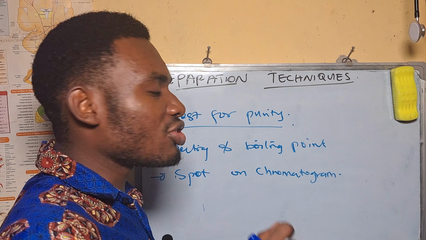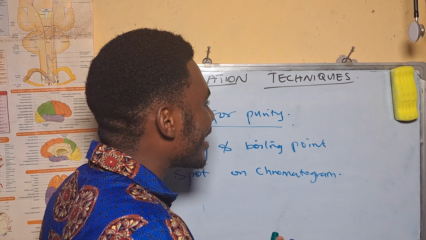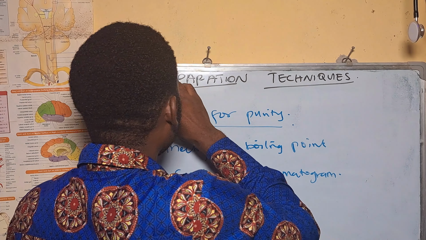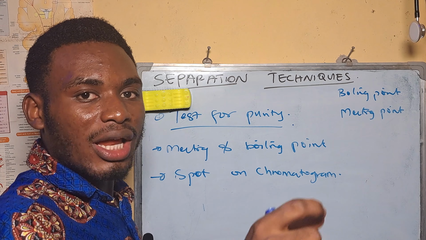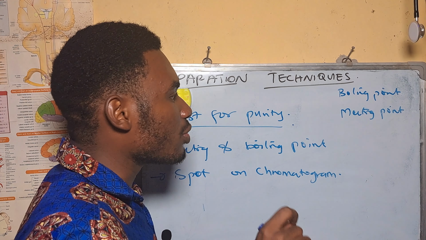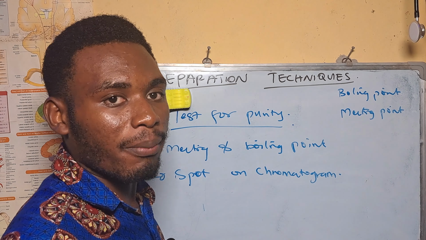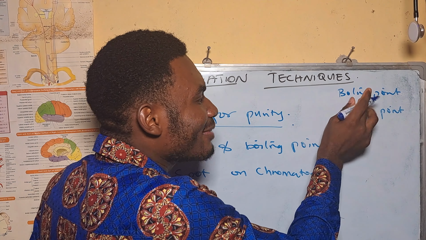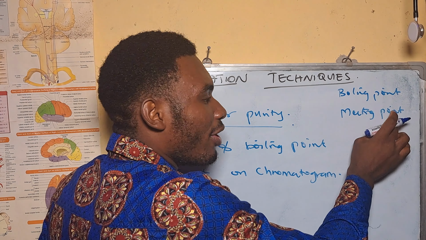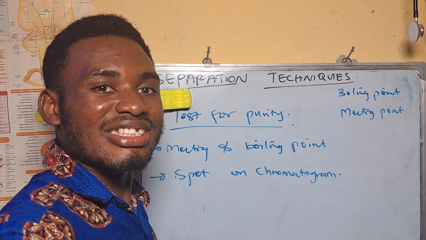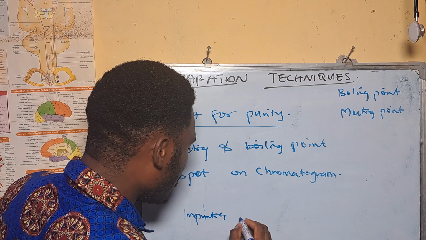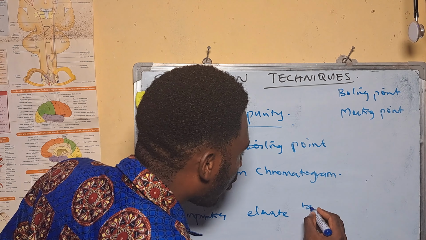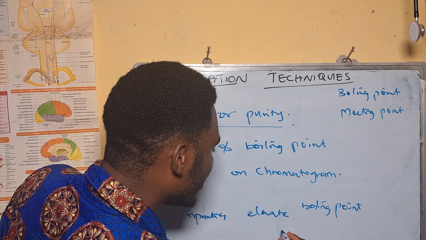Those particular mixtures have a specific standard melting and boiling point. So these points are standard. Once you melt or boil a particular mixture and the value you get from the boiling and from the melting does not tally with the standard boiling point or the standard melting point for that mixture, that mixture is impure. Impurities elevate boiling point, while they decrease the melting point.